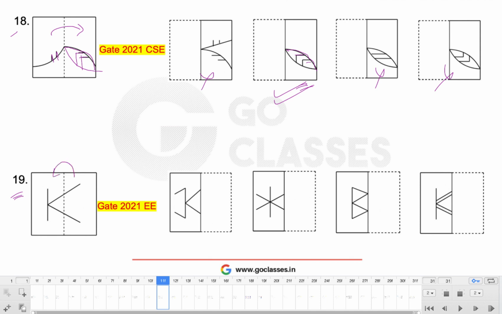Question number 19. Folding is done in this direction. We have to just find out the mirror image of this and this. So what will be the mirror image of these? Like this and this. So what is the answer? C is the answer. These are the questions of GATE. You just need to find out the mirror image of this sheet which is being folded, and this will also be present here. So what will be the final image? This will be the final image.